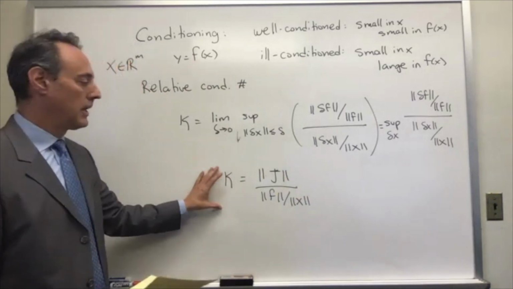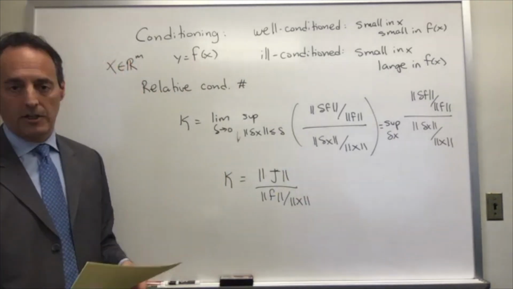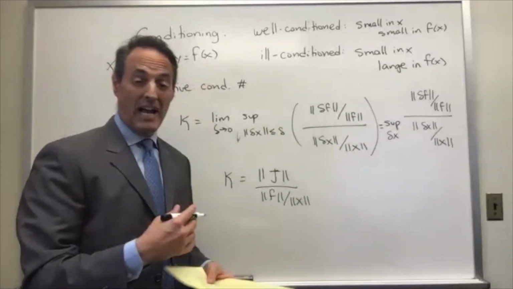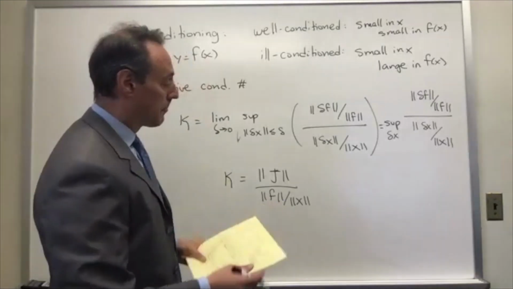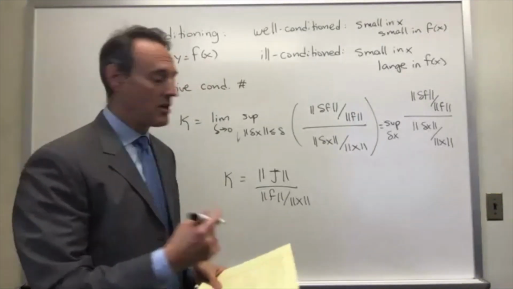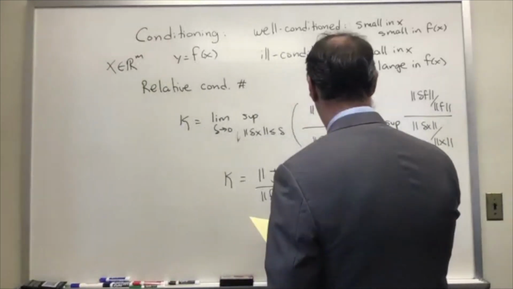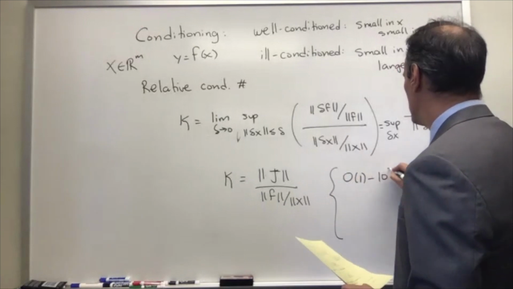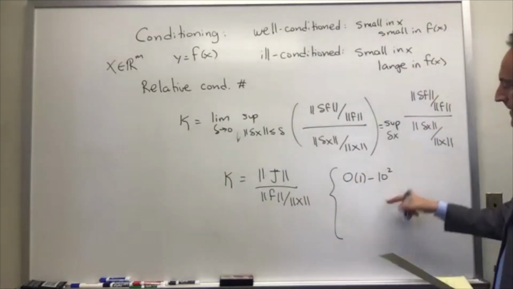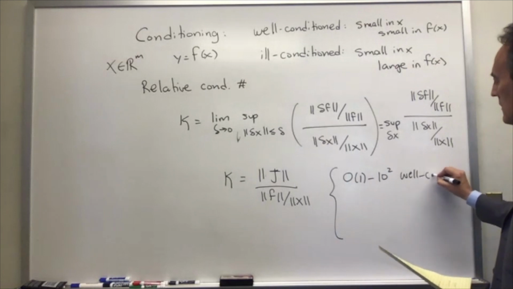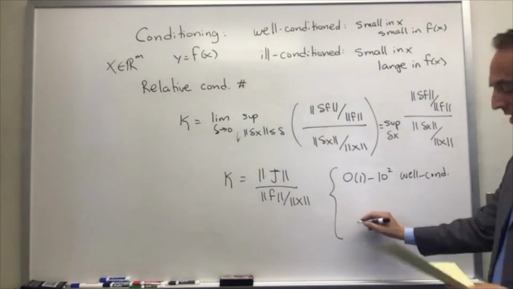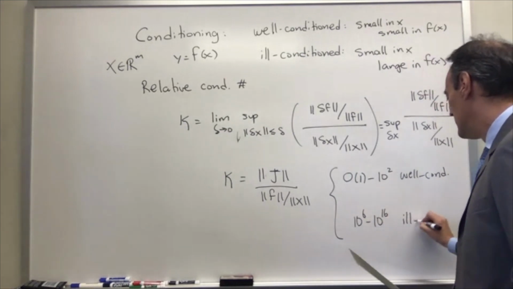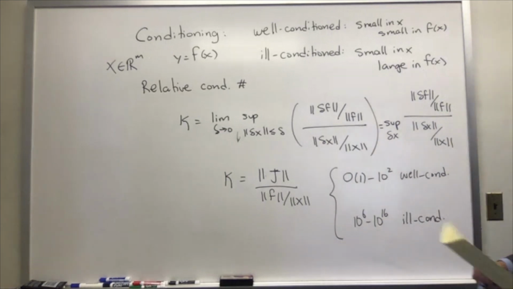Now within this relative condition number, I'm going to show you some figures that typically we think about. In particular, concerning how well conditioned is a matrix. When you compute this relative condition number, if this thing is like order 1 to 10 to the 2, this is called well conditioned. When this thing starts to get like 10 to the 6 to 10 to the 16, it's ill conditioned. Okay?